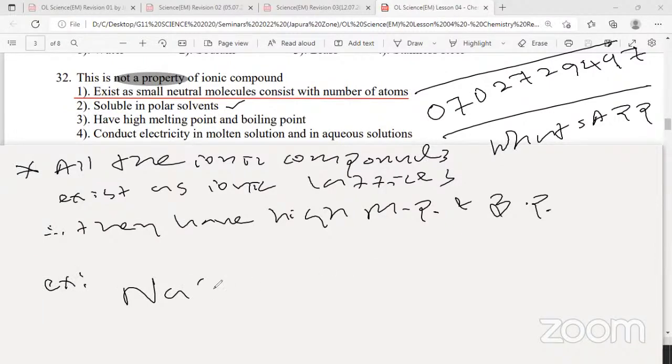NaCl is not a molecule. It does not exist as one unit.